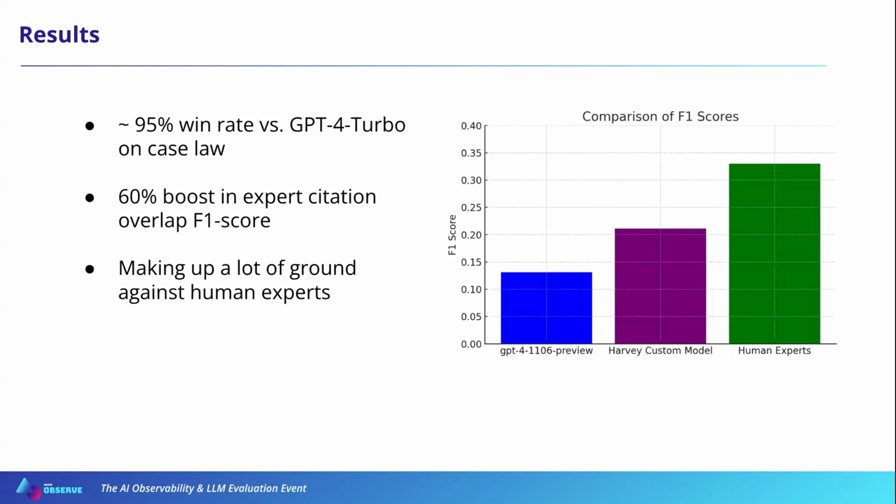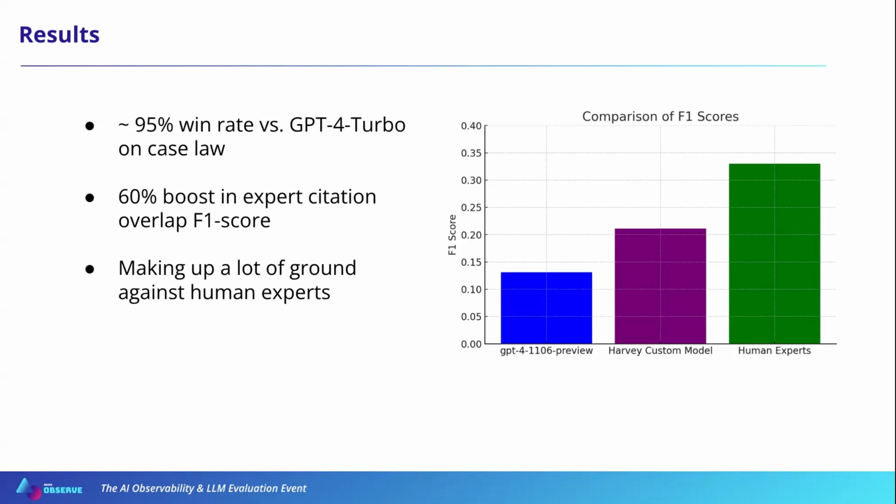So what were the results? We get approximately a 50% to 95% win rate versus GPT-4 Turbo, which was at the time of this project state of the art. So that means that human experts prefer the outputs of the Harvey custom model about 95% of the time compared to baseline on prompts about case law. The expert citation overlap eval that I just mentioned also showed a 60% boost in F1 score.